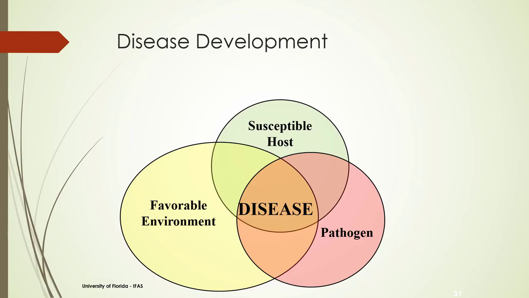So in order to have disease happen, you need to have a favorable environment. So in the case of root rot, you need to have water present. A susceptible host, which could be a plant, is susceptible to certain diseases, certain types of plants, or you've got a plant under stress that is making it more susceptible, and then the pathogen.